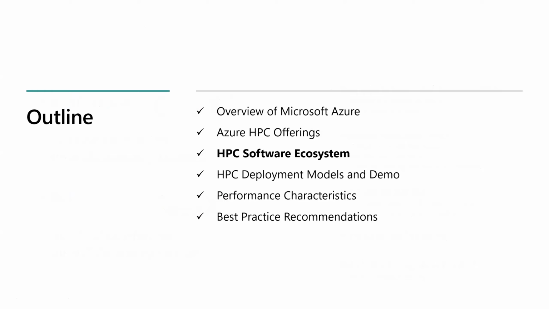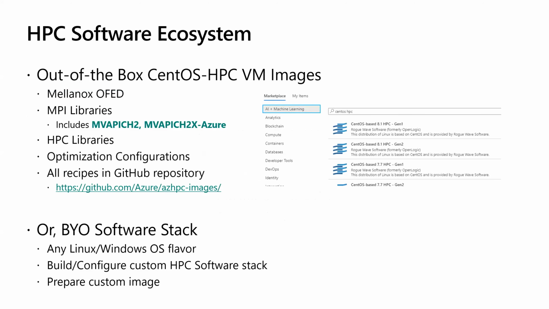Sure. So let me move to the next part. However great the hardware can be, if the software is not there to expose the performance, then what's the point, right? So that's why we have our HPC software ecosystem. We have out of the box CentOS HPC VM images, which include our favorite MVAPICH2 and MVAPICH2-X MPI libraries, which help you get the best performance out of the box.